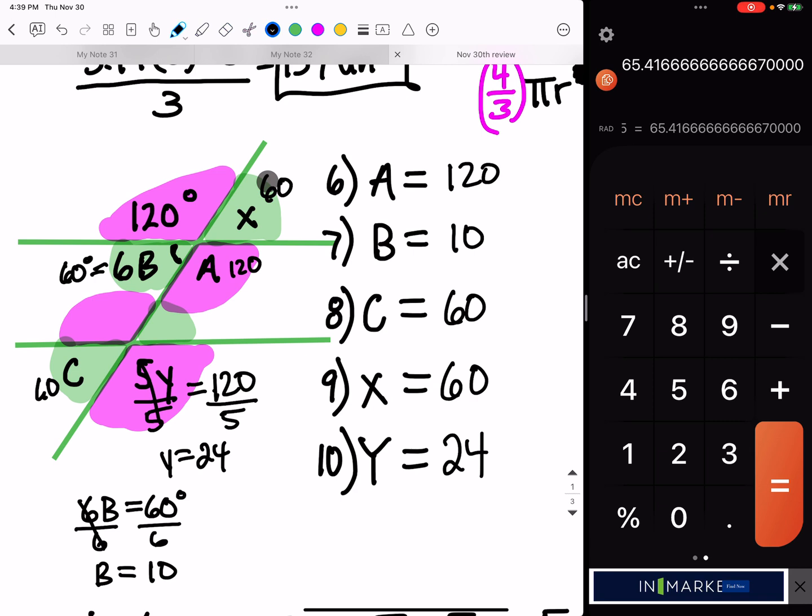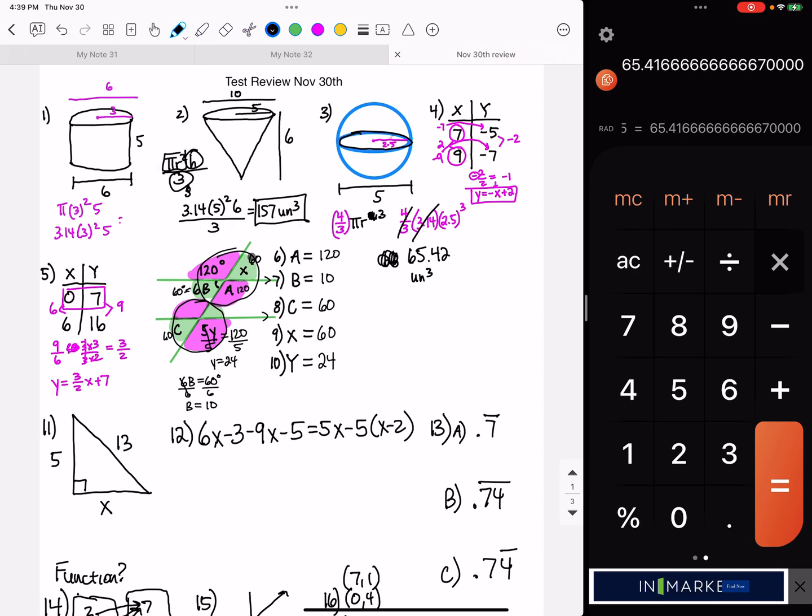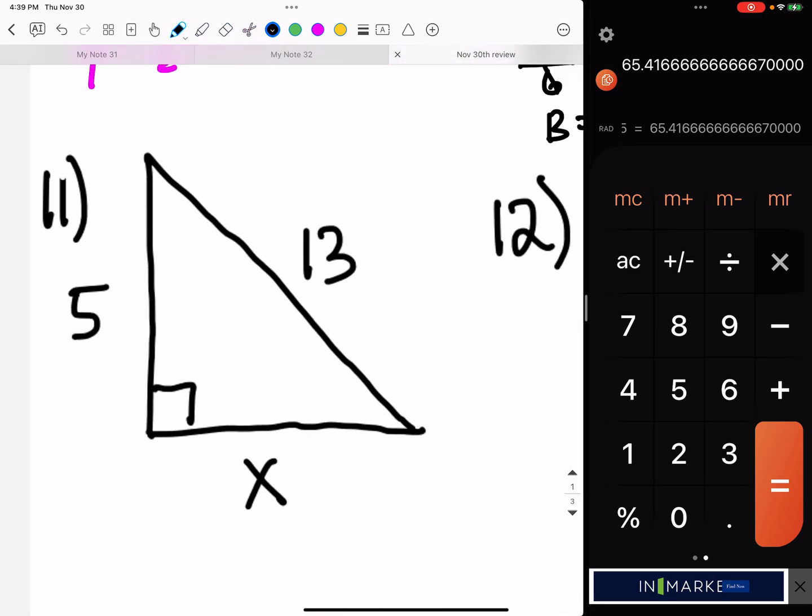So because these two lines were parallel, these were just copies of each other. All those angles look exactly like all those angles. Okay, let's see. Number 11.